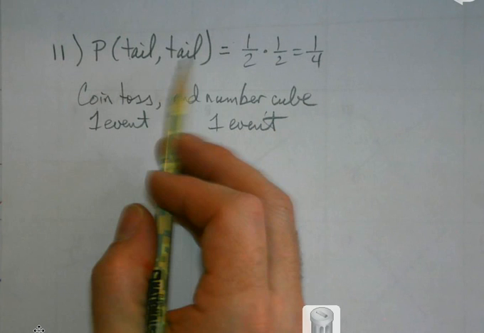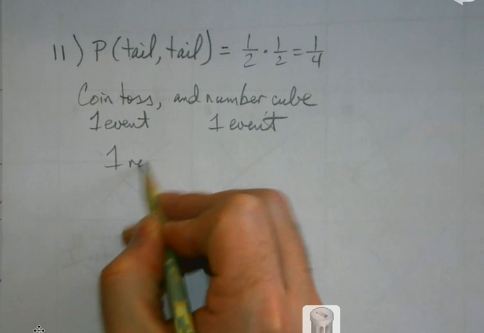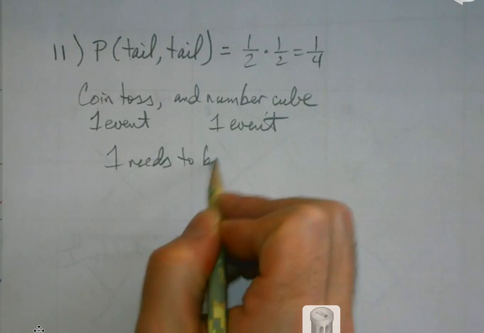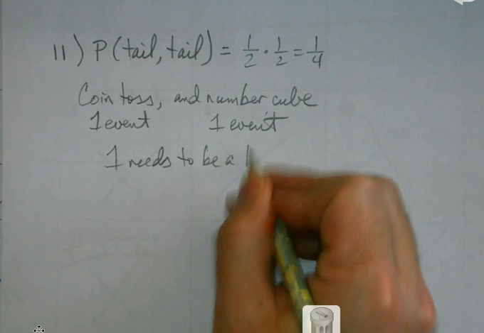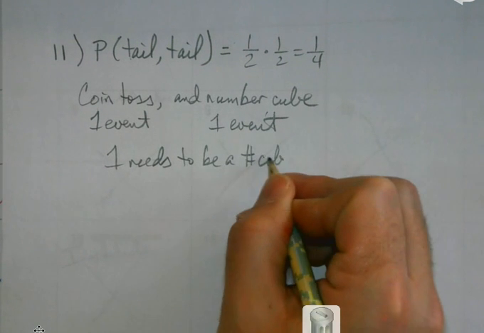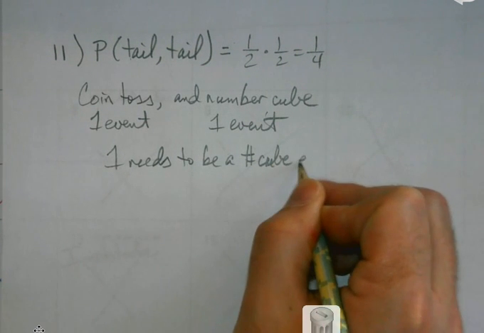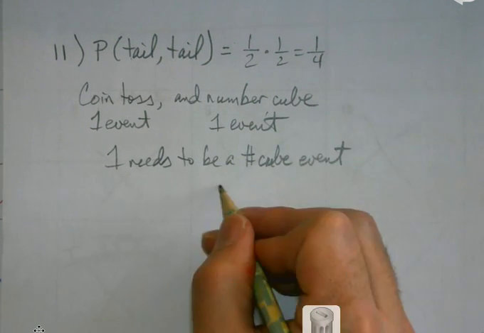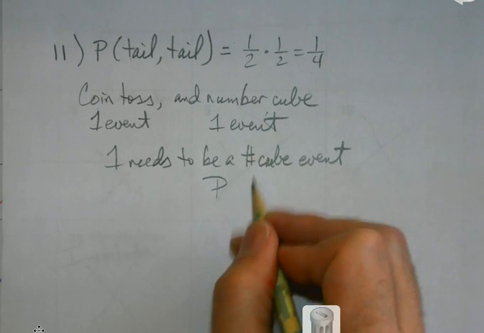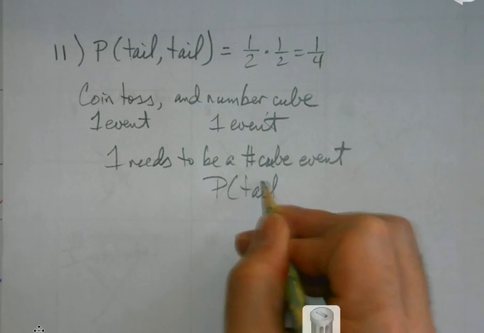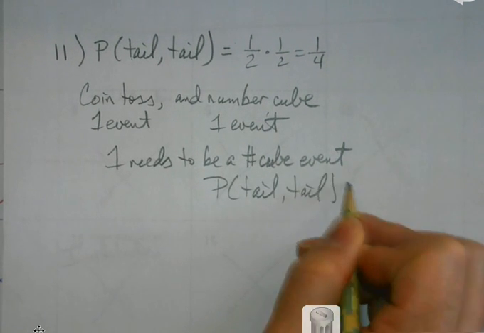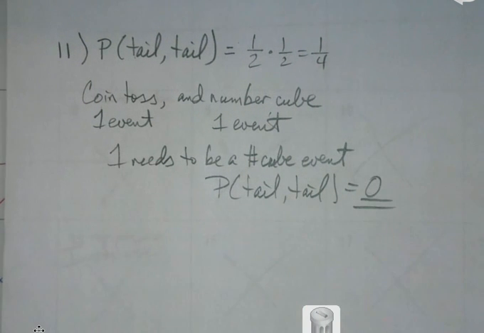Because here, one needs to be a number cube event, which we do not have. So in this case, the probability of tail, tail occurring with the circumstances would be 0. I agree. I agree wholeheartedly.